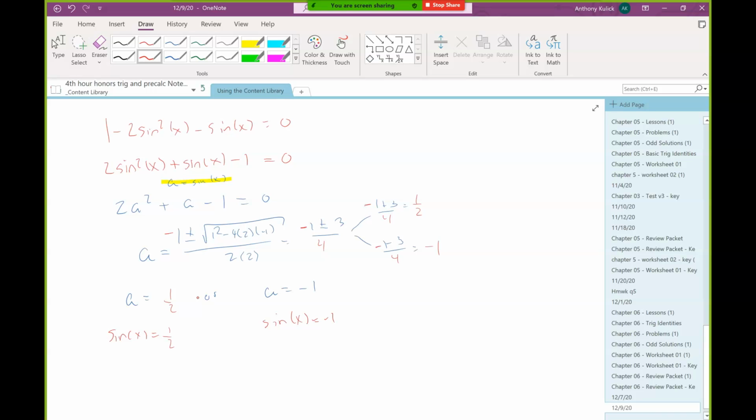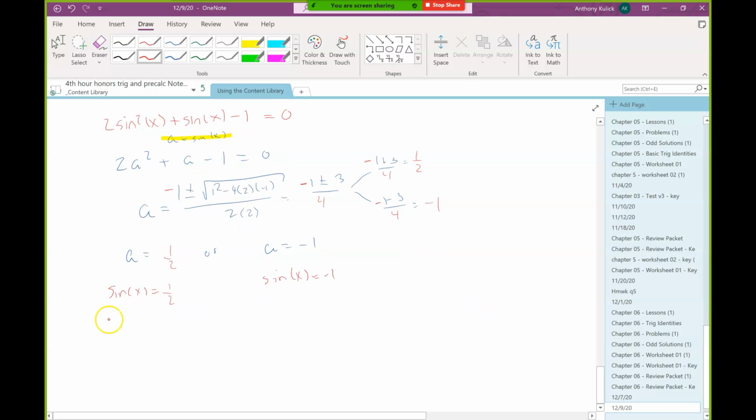All right. So now, if I take the sine inverse of both sides, I go to my unit circle and look for the place where the y-coordinate is positive 1/2. That occurs at pi over 6 and 5 pi over 6. Similarly, I go and look at the places where the y-coordinate is -1. That's at 3 pi over 2. And so these are my 3 answers.